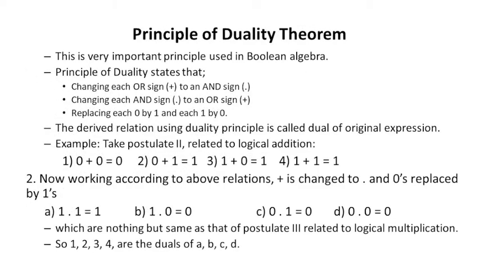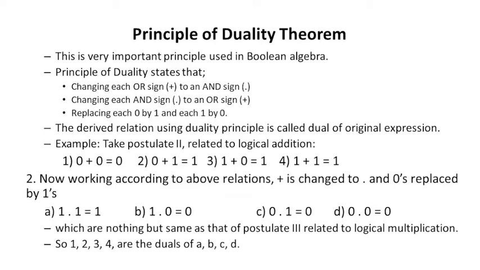Next heading, principle of duality theorem. This is a very important principle used in Boolean algebra. The principle of duality states that changing the OR sign to AND sign, changing the AND sign to the OR sign, and replacing 0 by 1 and 1 by 0 is called the principle of duality theorem. The derived relation using the duality principle is called the dual of the original expression.